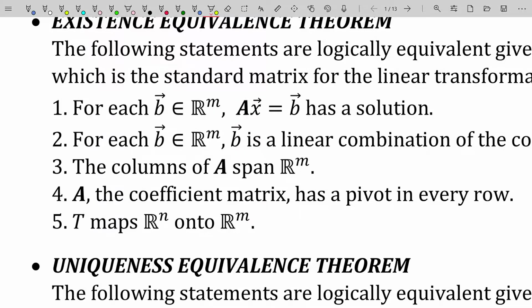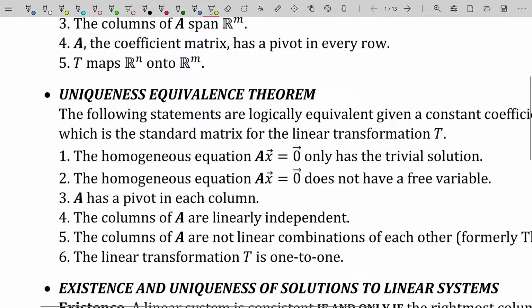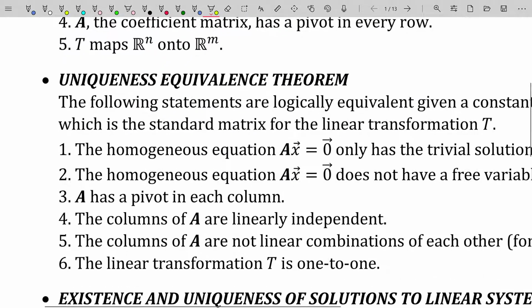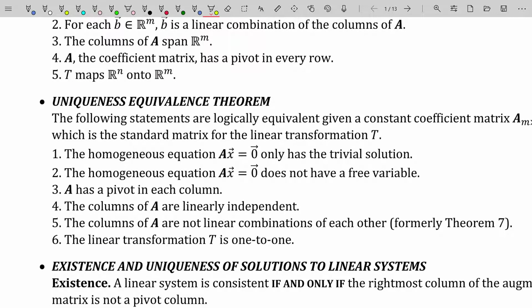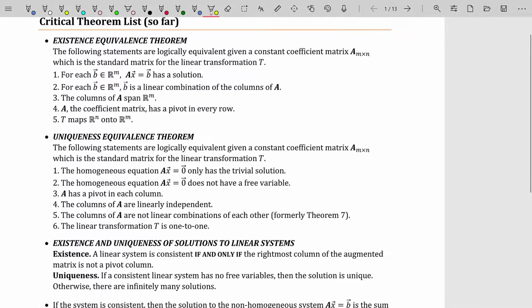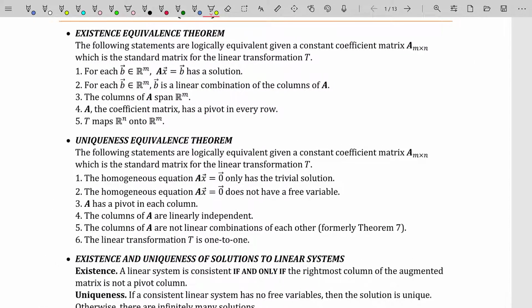We also had stuff like the uniqueness equivalence theorem, and this theorem is stated mostly about the homogeneous matrix equation Ax equals 0. It's centered on whether or not you have unique solutions to your matrix equation. So I hope that has been clear so far in this video series that really most of linear algebra is focused on two questions. Does a solution exist? And if so, is it unique?